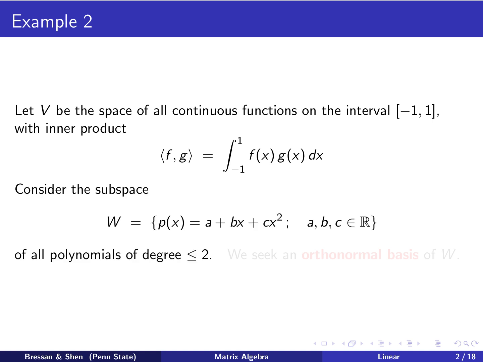And now we consider a subspace which we call W. The subspace is all functions p(x), which is a + bx + cx², for a, b, c real numbers. So this will be the space of all polynomials of degree less than or equal to 2. And the goal for this example would be finding an orthonormal basis of W.